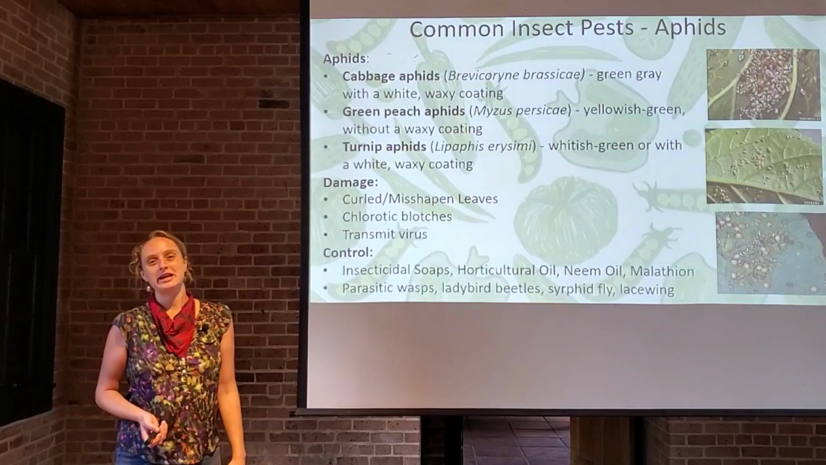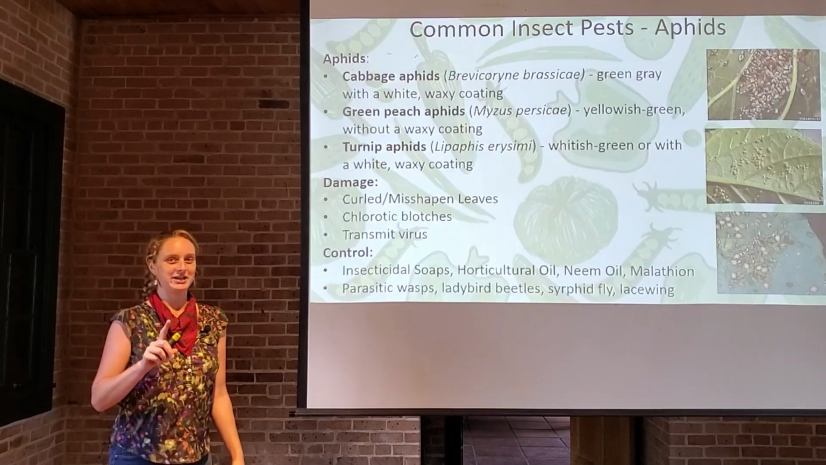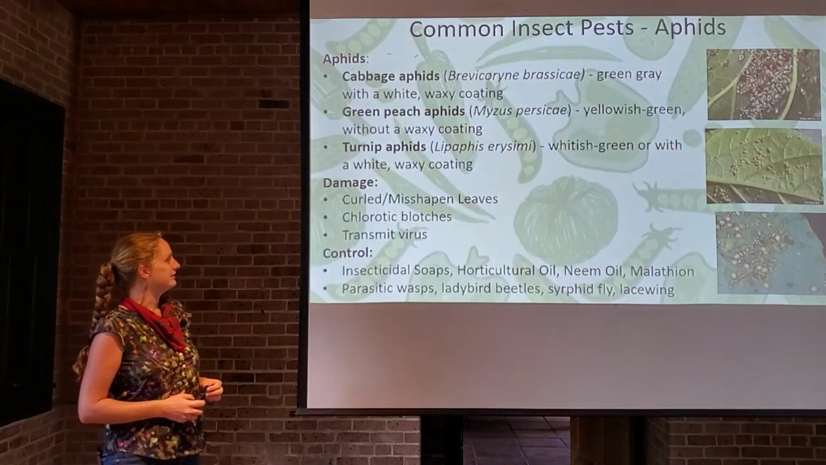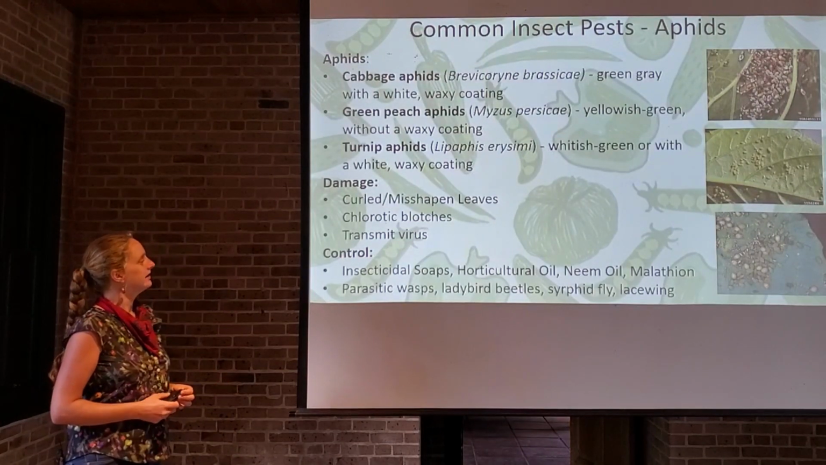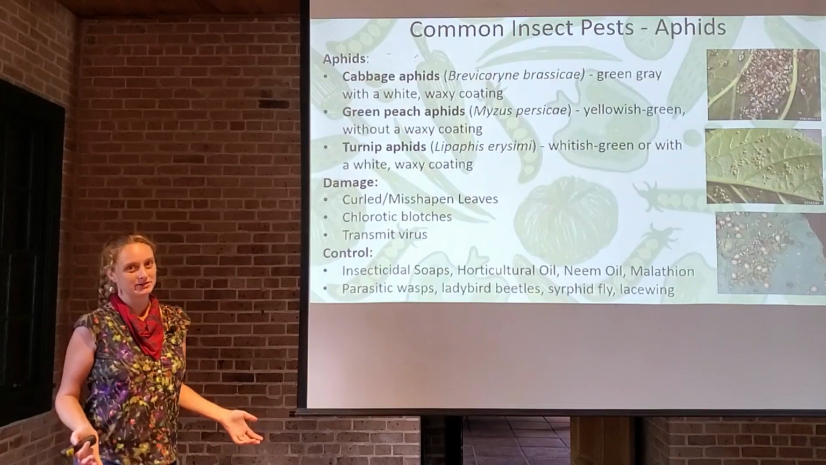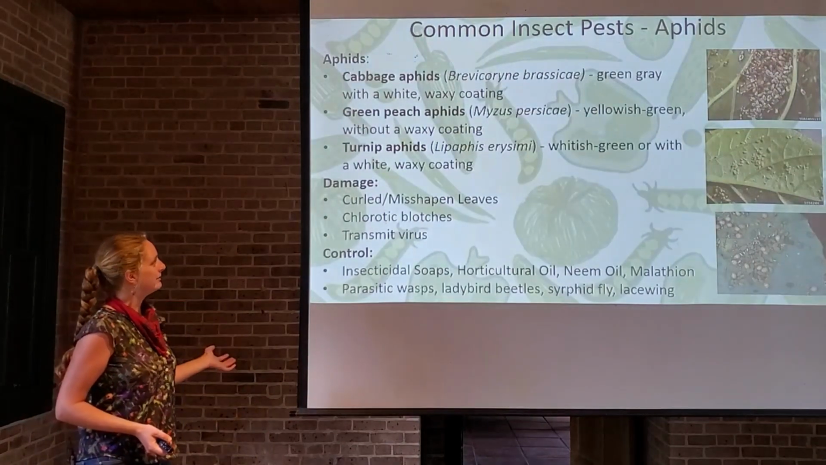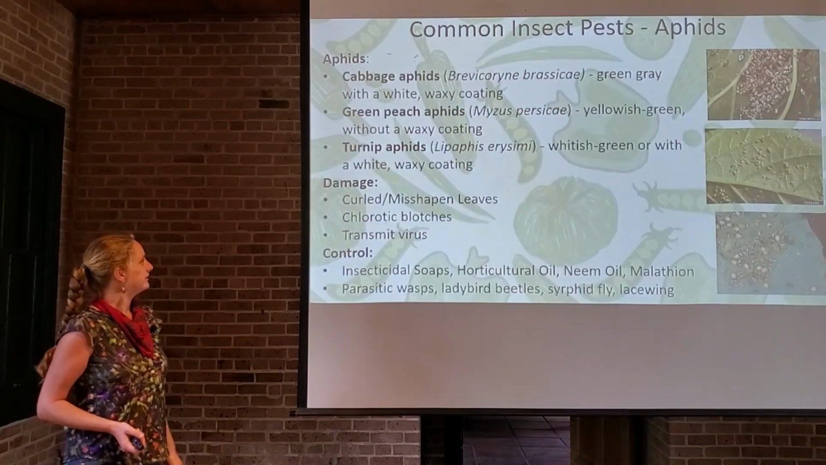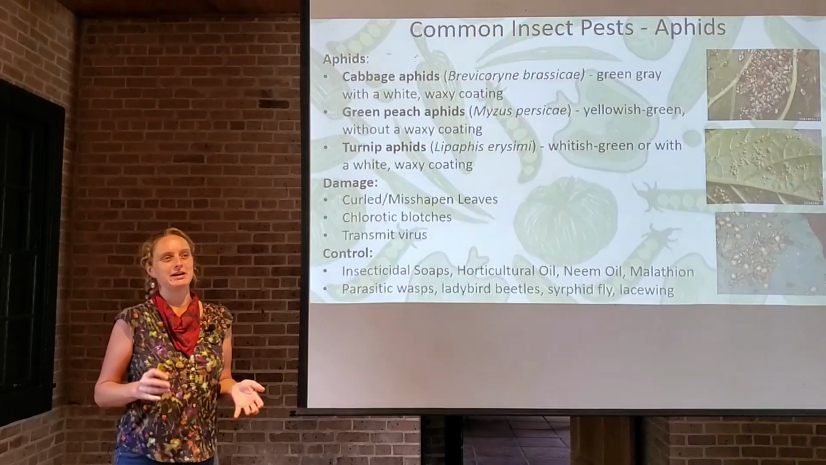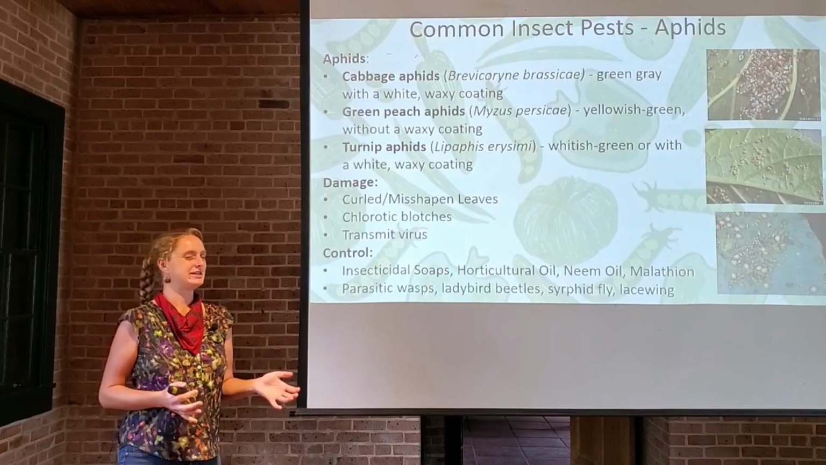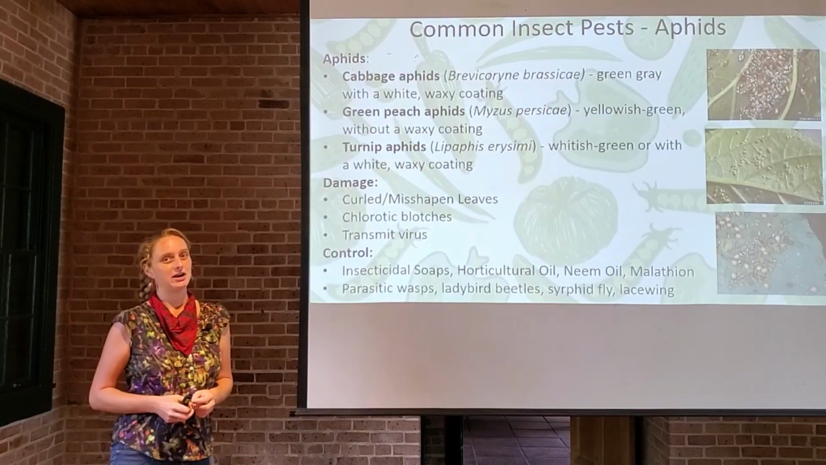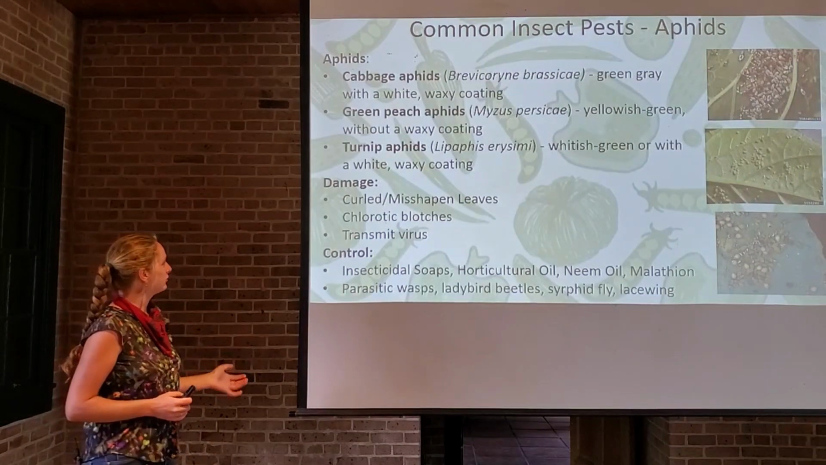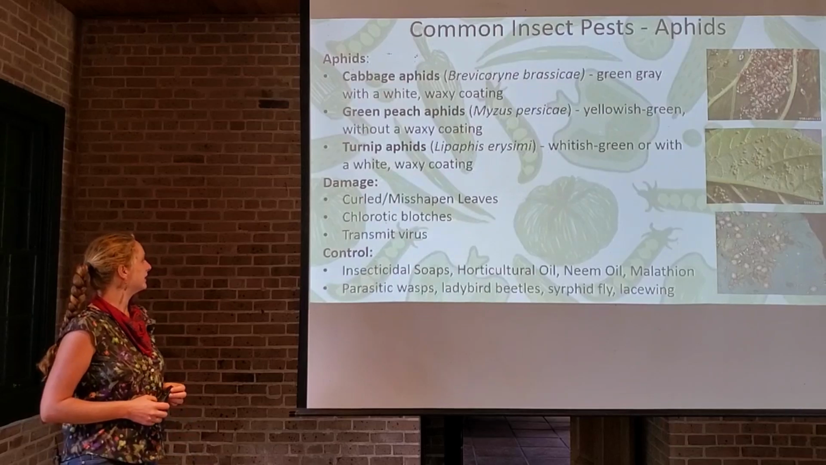Aphids. Now, we've all seen aphids in our gardens. If you haven't, you're not looking hard enough. They're definitely there. Aphids really love to attack all of our brassicas. There's different kinds of aphids. It's not one size fits all. There's cabbage aphids, which are sort of a greenish gray color. Green peach aphids that are yellowy green, kind of without a waxy coating. And you're not going to be able to see a lot of these differences without really looking hard or under a hand lens. Turnip aphids, which are whitish green with a waxy coating.